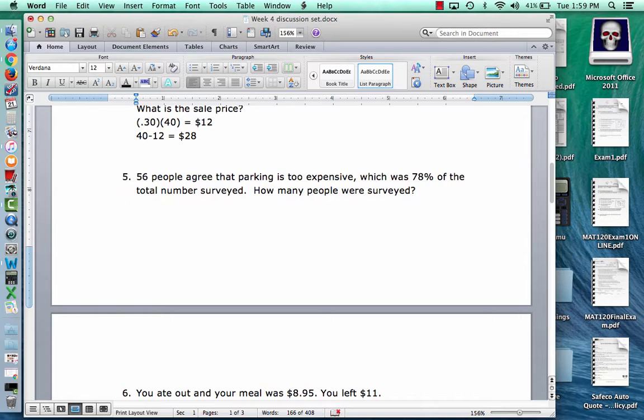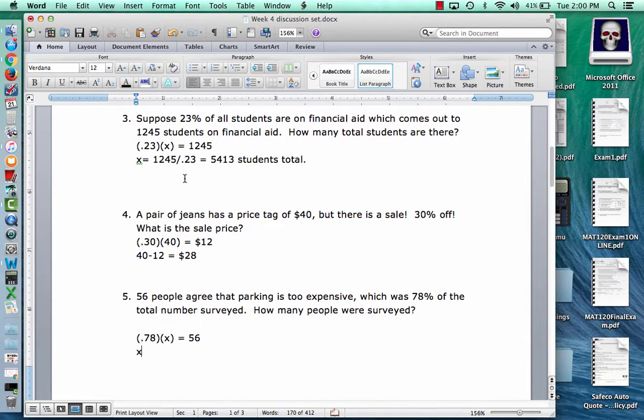Next one, it says 56 people agree that parking is too expensive, which is 78% of the total number surveyed. How many people were surveyed? Well, this is 78% of the total, but we don't know the total. So 0.78 of the total gives us the result of 56 people agreeing that parking is too expensive. So same as number 3. When you don't know the number and you know the result, you have a situation like this. You have to divide the 56 by 0.78.